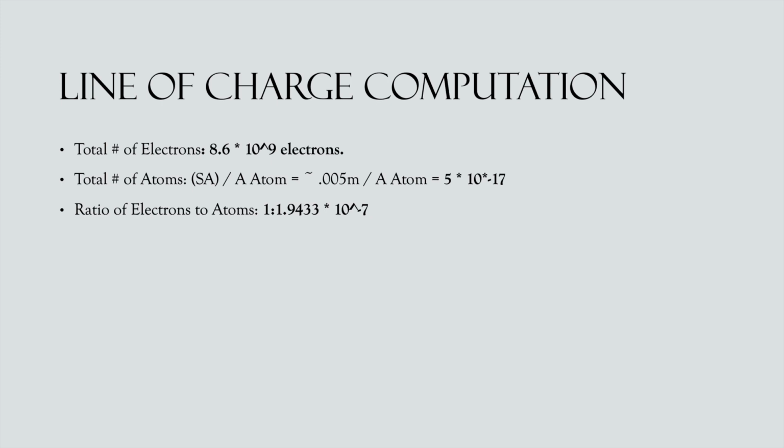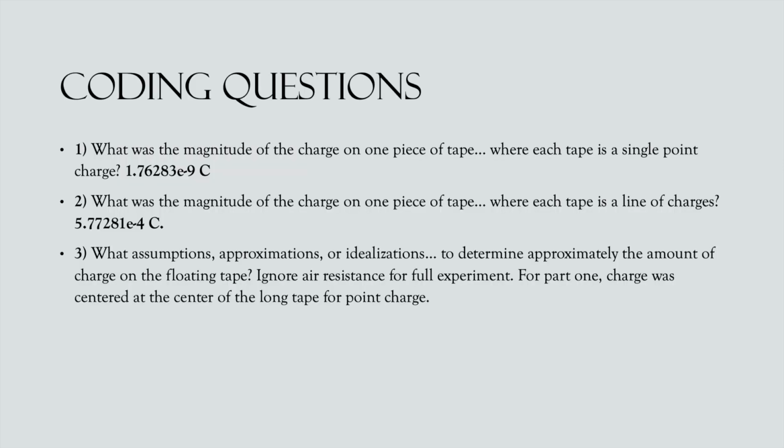Now for this, I got the total number of electrons to be 8.6 times 10 to the 9. The total number of atoms using the formula of surface area divided by the area of an atom, roughly 0.005 for the surface area divided by the area of an atom, to be equal to 5 times 10 to the negative 17. And the ratio of atoms to electron is 1 to 1.9433 times 10 to the negative 7. Now, for the GlowScript for the line charge, we can see that it is spread out between the line rather than 2 select points, and you can see the code to the right.